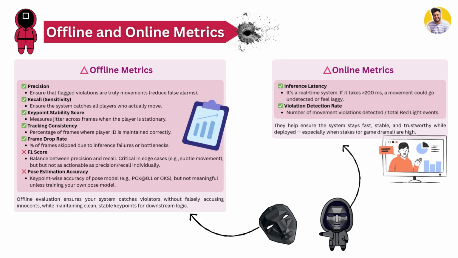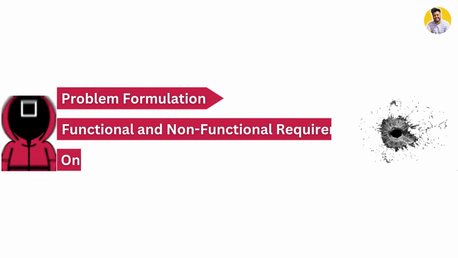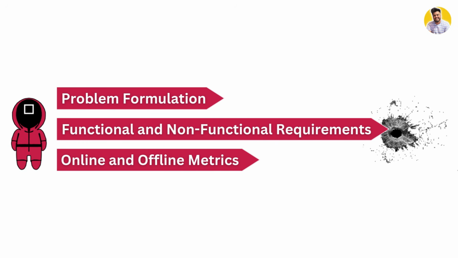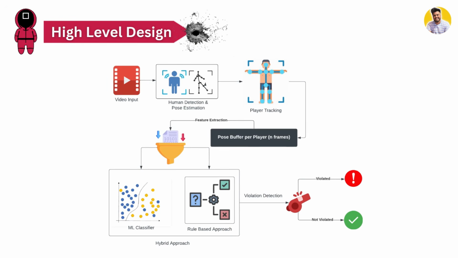Okay, so after you have the requirements, you have the metrics, you have the problem statement formulated very nicely, then you can move to the high-level system design that I created here as a hybrid of ML and the rule-based approach. As you see in my design, the flow goes from the video input to pose detection to pose tracking along with the feature extraction, then all features go to the hybrid model and decision phase, and the output we have is the red or the green signal.